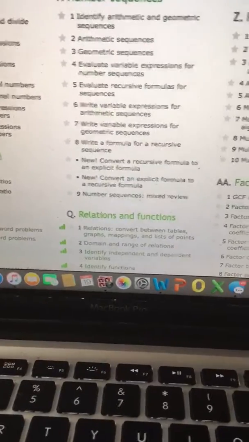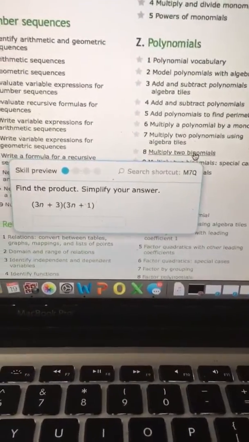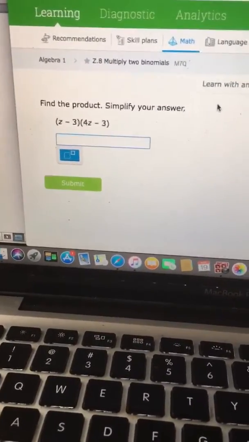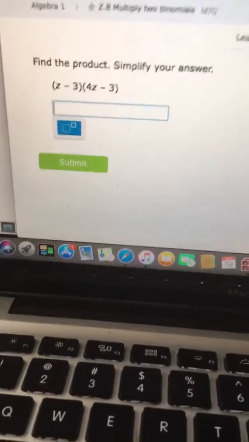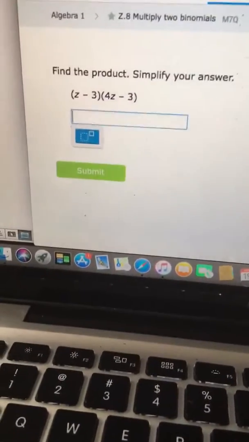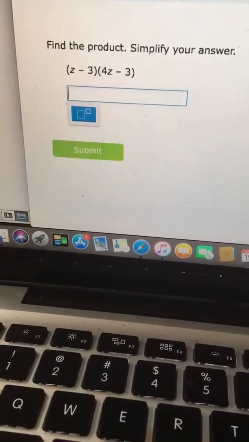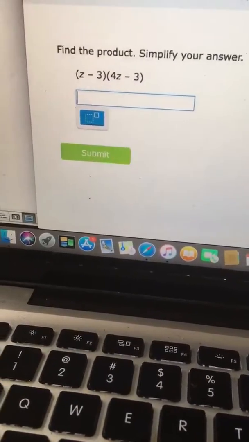And let's also do Z8, which is the next one. So here you're multiplying two binomials. This is where you're using that double distribution, or you could call it the FOIL method. So let me just write the problem down and then we can do it together. z minus 3 times 4z minus 3.